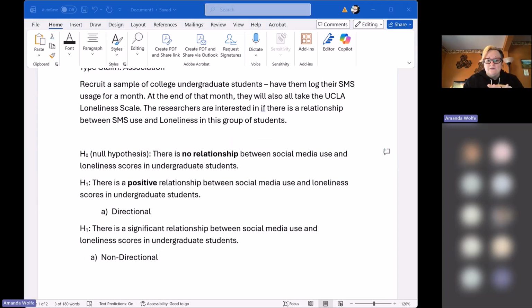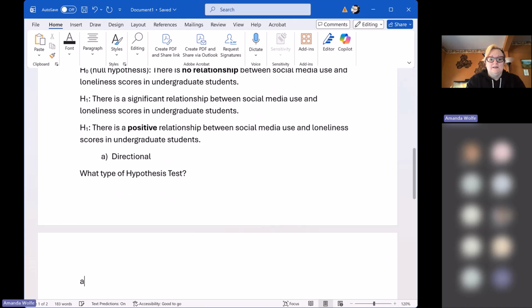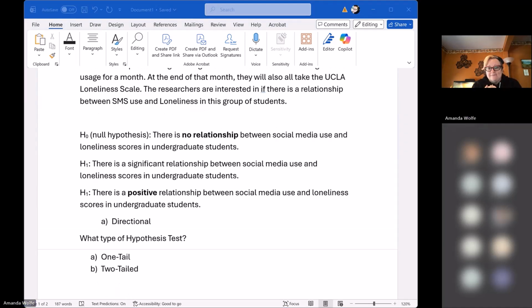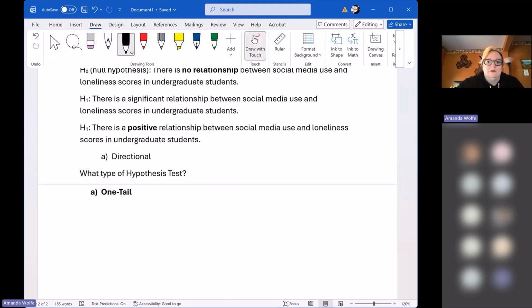And then our final kind of question then is, if we go with our, I'm going to move this around a little bit, right? We're going to keep it's going to be a positive relationship directional hypothesis. So what type of hypothesis test then is this? Is this a one-tailed or two-tailed test? It's a one-tailed test. Remember the reason why. Go for our drawing tool here.